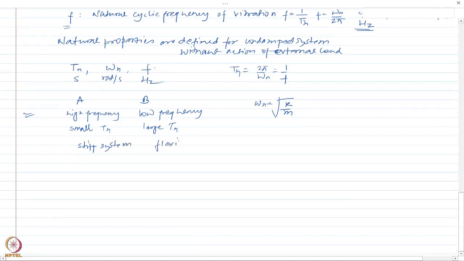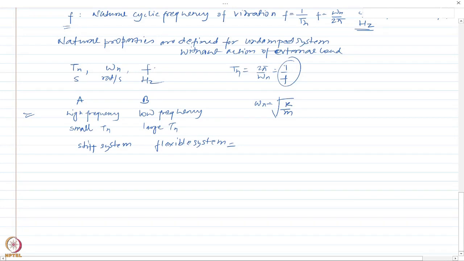Okay, compared to a flexible system. And I mean, this makes sense, isn't it? If you consider a flexible system, can you physically imagine that a flexible system would take more time to finish a cycle of motion compared to a stiff system? A stiff system, if you give initial displacement, vibrates at a very high frequency. High frequency means there are a higher number of cycles in a single second of motion, which is consistent with its definition here, 1 by f.